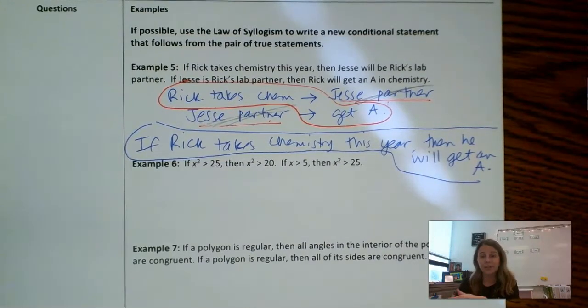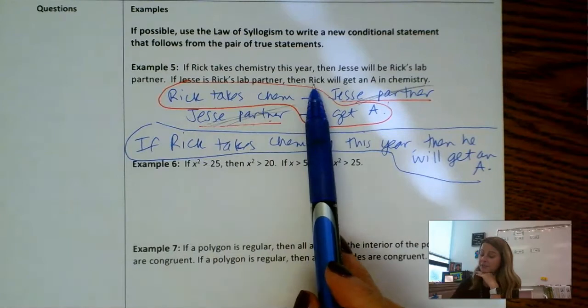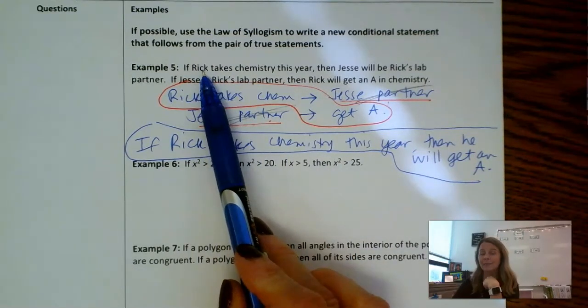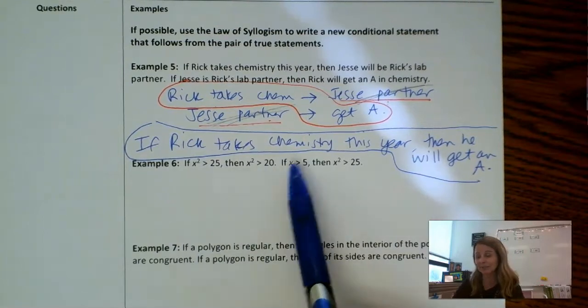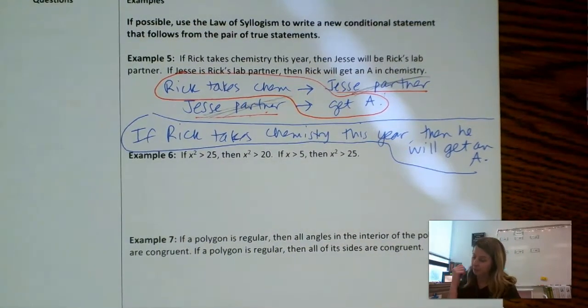Now, you may not have needed to do that. You might be able to tell from the sentences how to get there. Sometimes those sentences are switched. So even if the second sentence was first and the first sentence was second, I'm still going to get the same answer. So sometimes it's easier to see it this way.